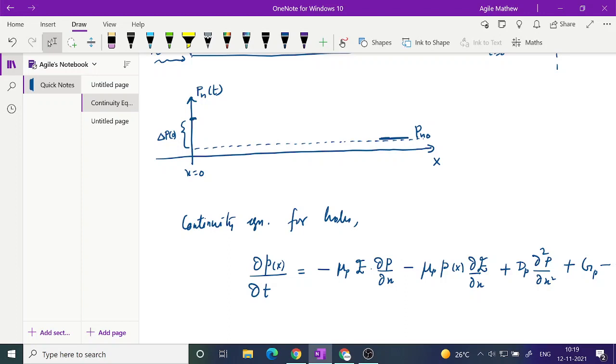So here what we can say is that out of these multiple terms, the terms which contain the electric field will not contribute. So this term is 0, and so is this term. The reason is the electric field is 0.